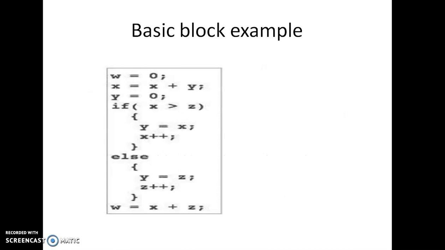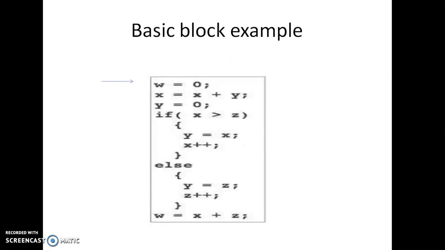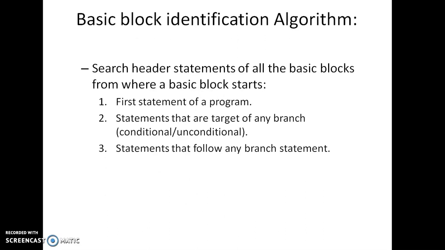Now let us see the example of basic block, how to identify the basic blocks in a given code. There is a code given here. We have to identify different headers. As rule 1 of the algorithm states, the first instruction of the program will be the header. So we will see the first statement of our program, and it will be considered as a header. Now according to the third rule, statement that follows any branch statement will also be a header, and statements that are target of any branch.